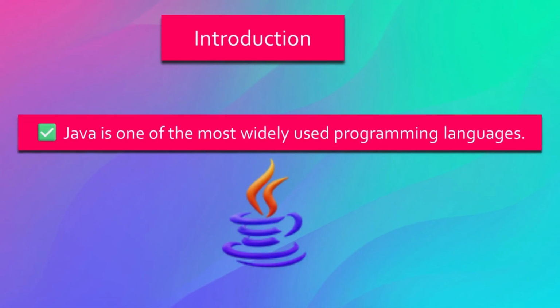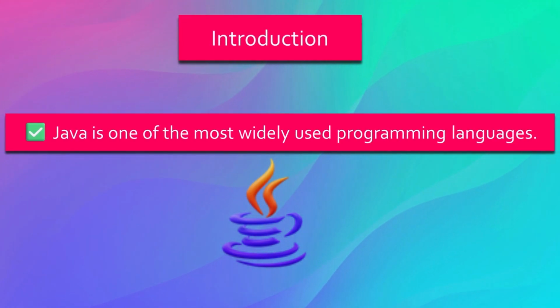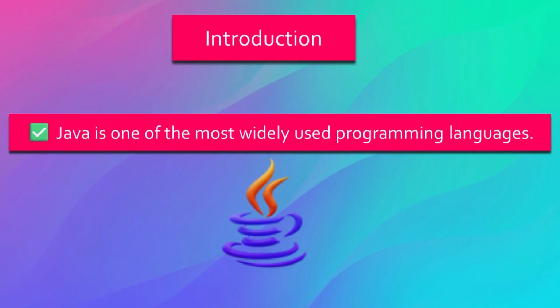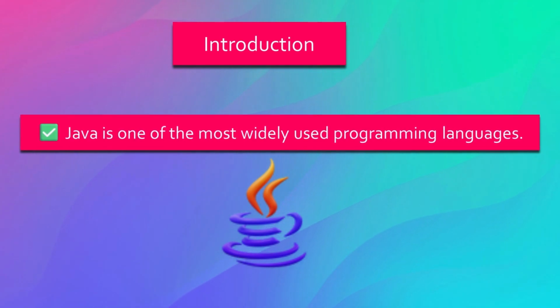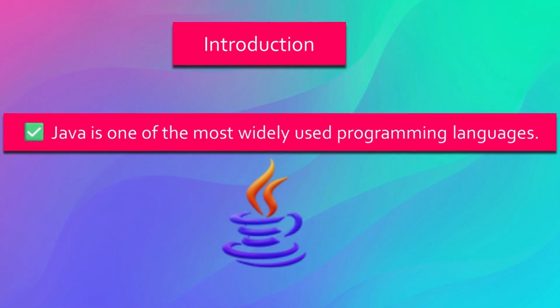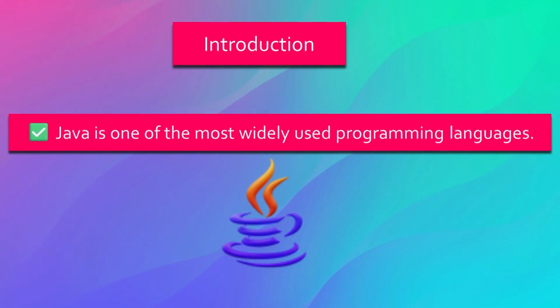Have you ever wondered how mobile apps, websites, and even big business software are created? Many of them run on Java. Java is one of the most widely used programming languages in the world. But what makes Java so popular? Why do so many companies and developers use it? In this video, I will explain Java in simple terms, even if you are a complete beginner. So let's get started.